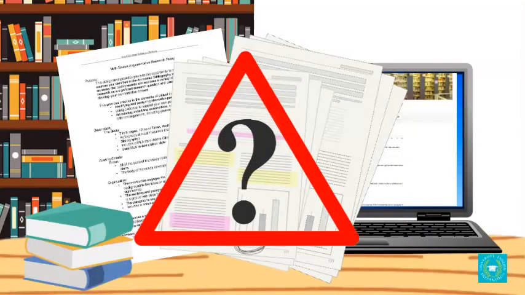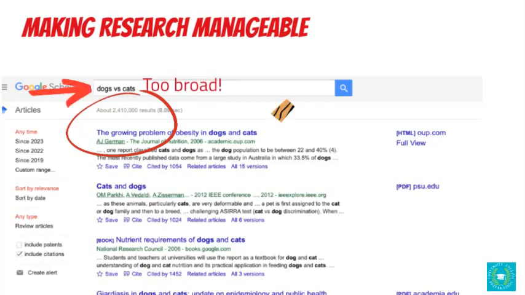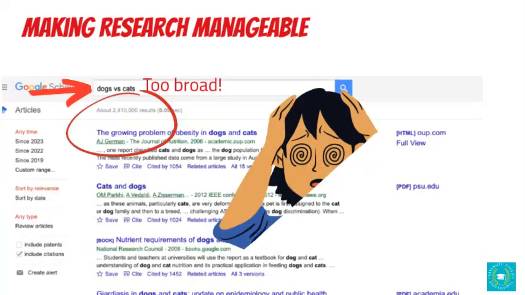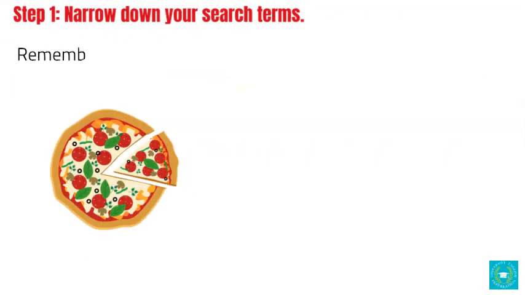What comes next? When we're first learning how to do essay research, it can be overwhelming. We're researching why dogs are better pets than cats for our essay. When we first go to Google Scholar, broad research terms bring back millions of results. We need to make our research more manageable.